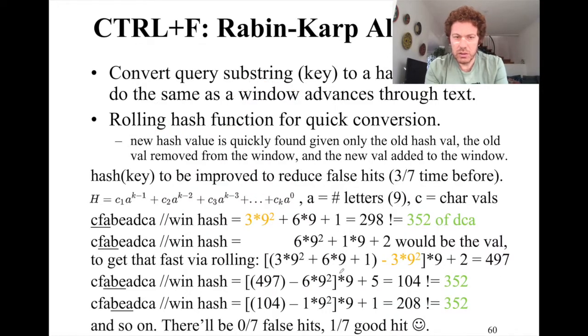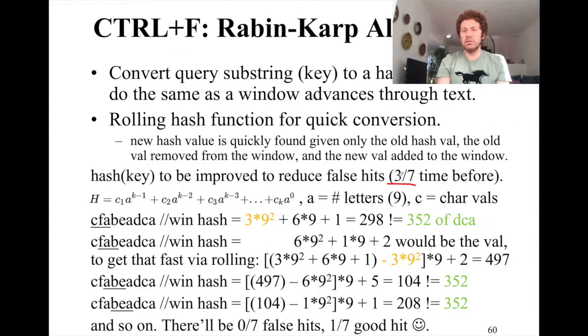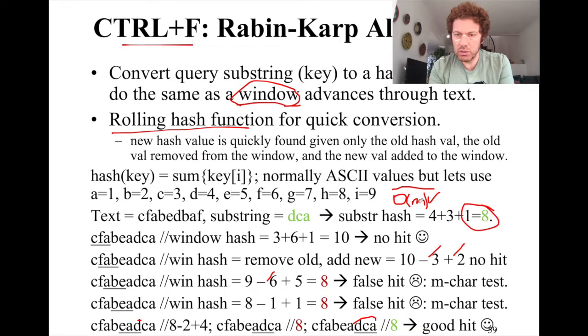So what just happened? I have done 3 out of 7. I have 7 advances, right? 1, 2, 3, 4, 5, 6, 7, and three of them were false. It's almost half. It is unacceptable. What happened? I called this character test n over 2 times, half the time. So I had n times n over 2, or n times m, whatever complex state. It is the worst case behavior.